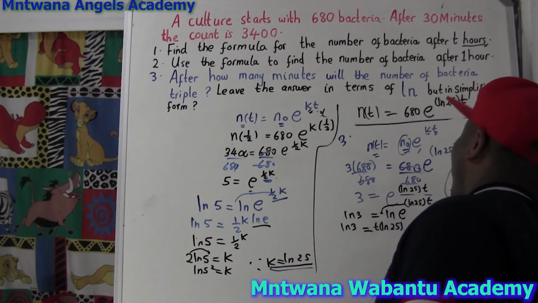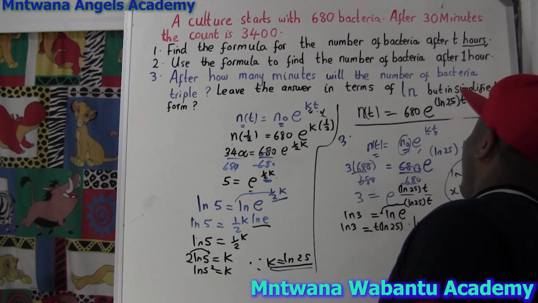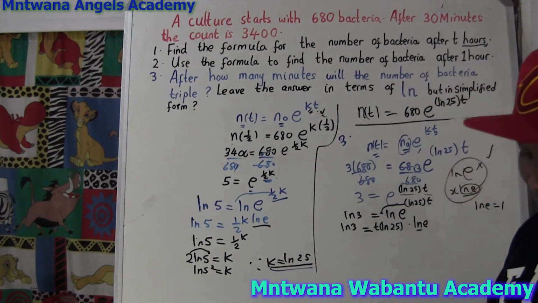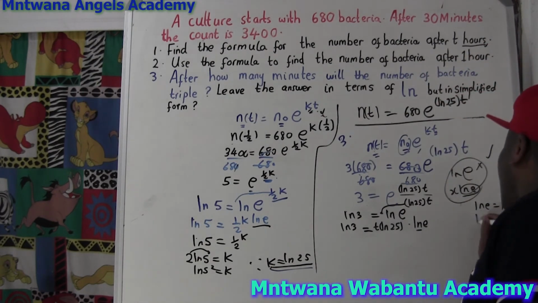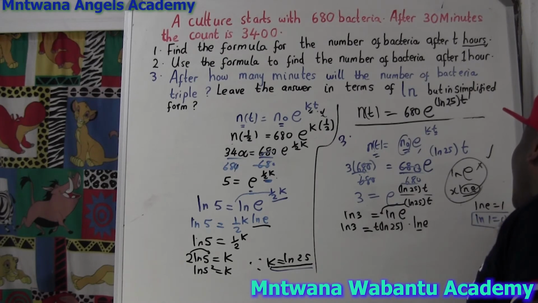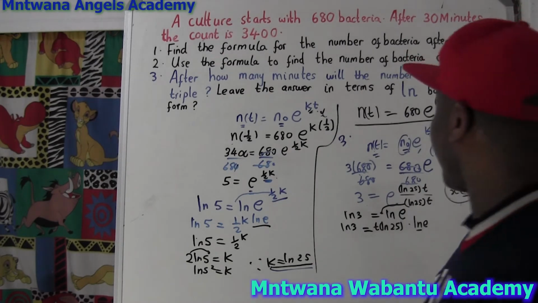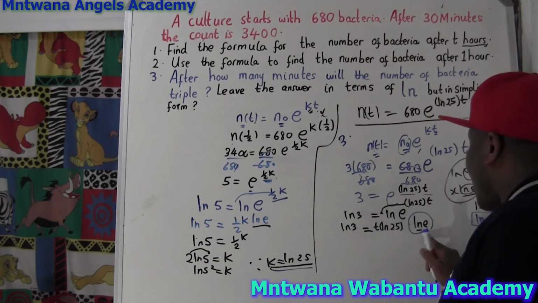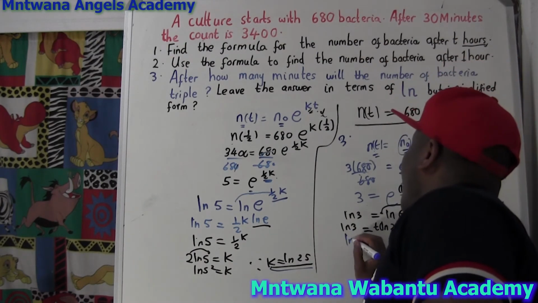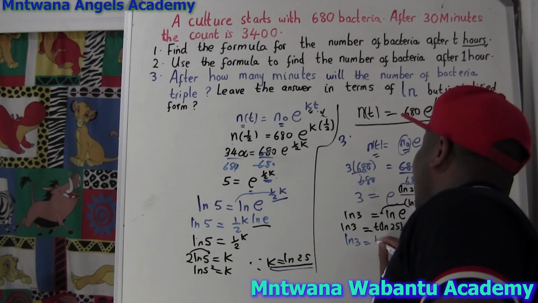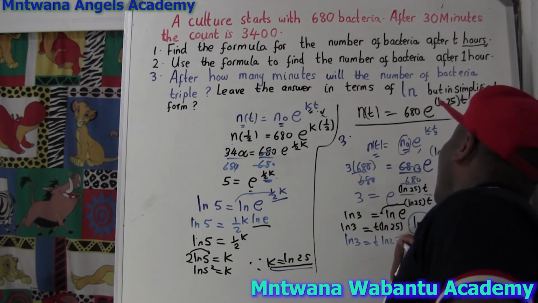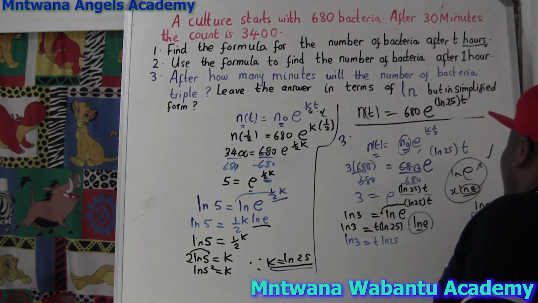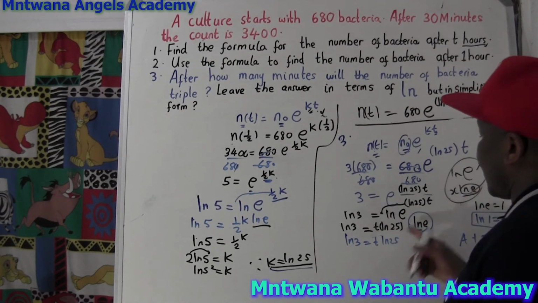Or let me put t before, and then it's going to be ln of e. But ln of e equal to 1. Also ln of 1 equal to 0, but this is not part of the question, I'm just saying. So this ln of e equal to 1, but anything times 1 is that something. So this is going to be ln of 3 equal to t times ln of 25, because a times 1 equal to a.